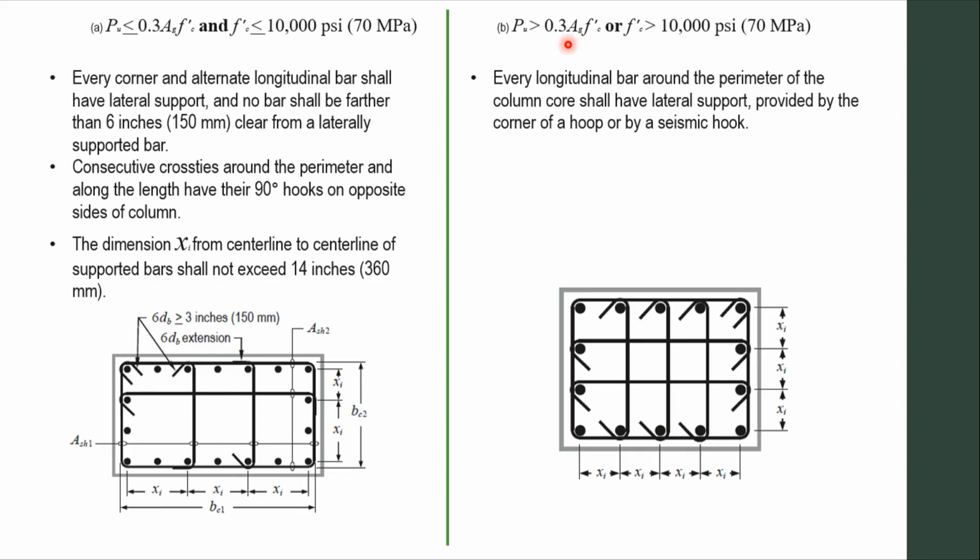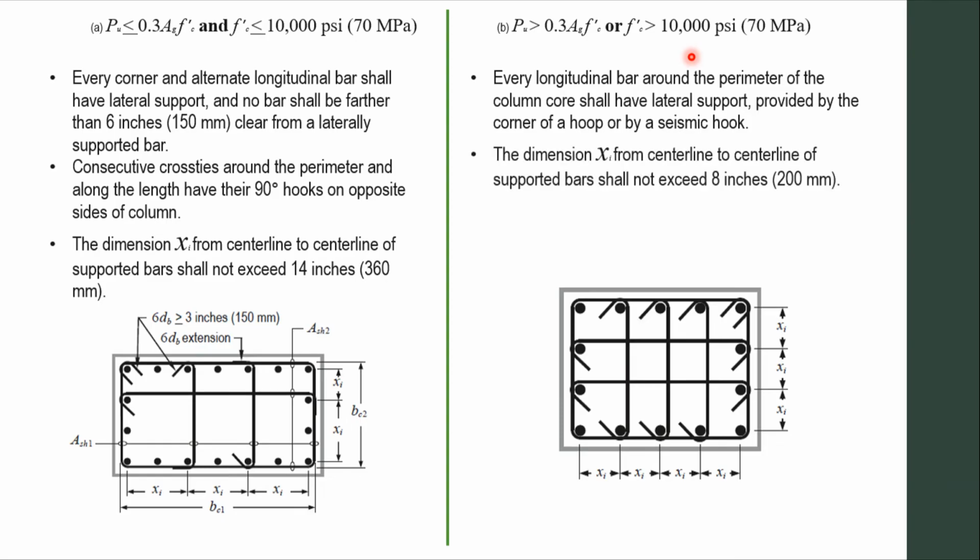at least one lang yung nasatisfy. So, kapag nasatisfy yung Pu, ultimate axial load is greater than 0.3 f'c Ag or f'c is greater than 10,000 psi. So, kailangan every longitudinal bar ay meron siyang hoops or may lateral support. So, the dimension xi naman dito shall not exceed 8 inches or 200 mm. Bawal lumagpas ng 200 mm. Diba? Yun lang.